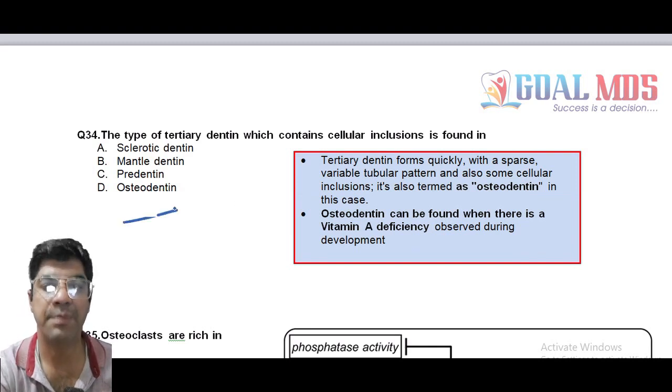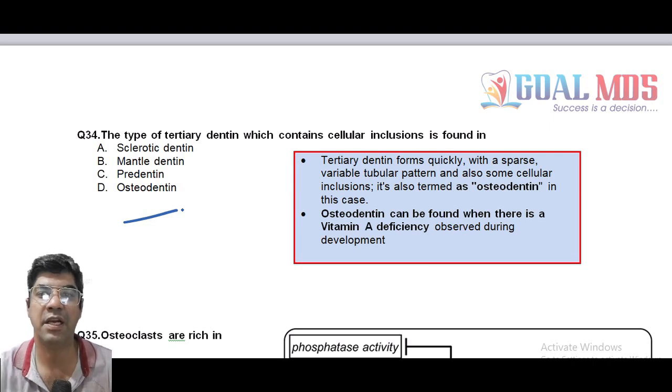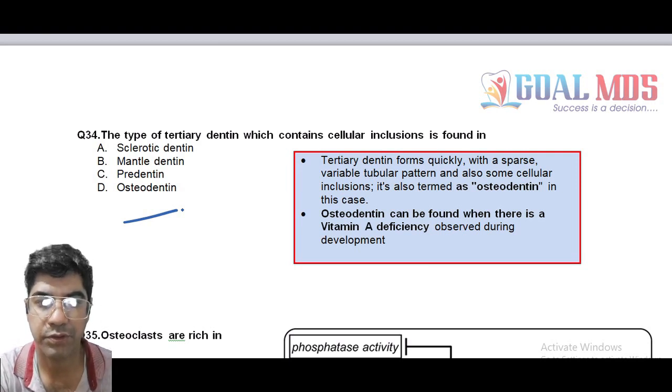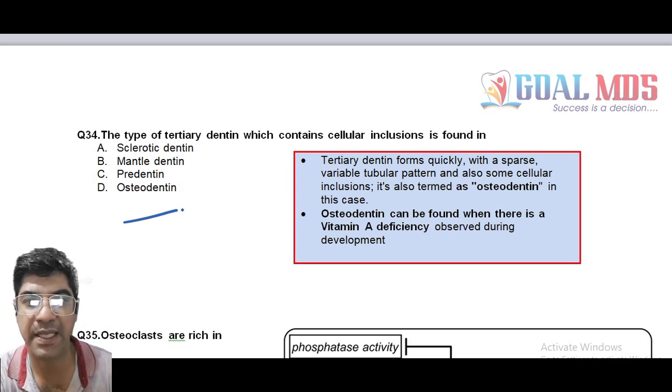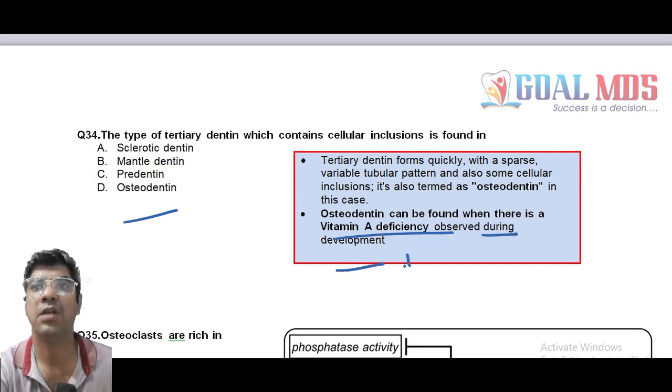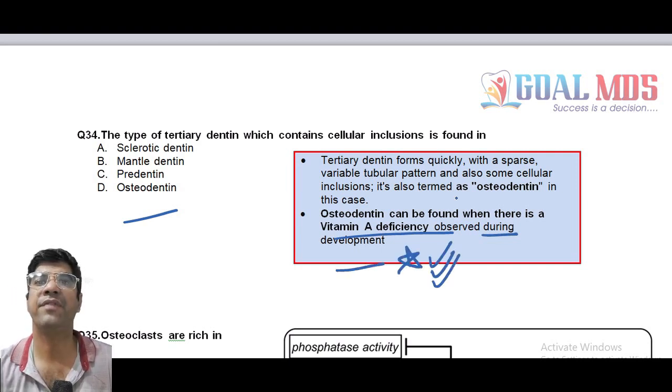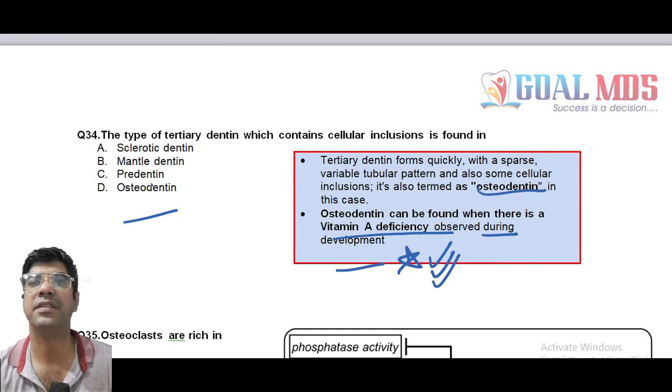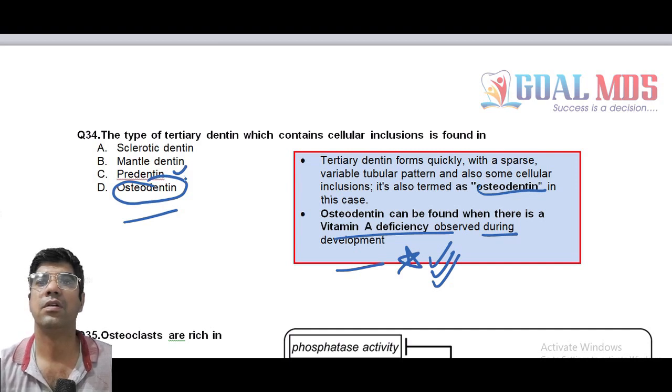The type of tertiary dentine that contains cellular inclusion is found in osteodentine. So osteodentine is a type of tertiary dentine that contains cellular inclusions. It is a dentine-like tissue that forms in response to injury such as extensive caries or trauma. Osteodentine can be found when there is vitamin A deficiency. So your answer is osteodentine.